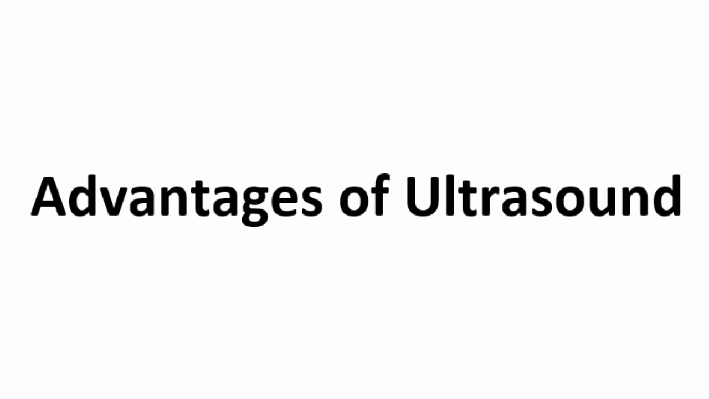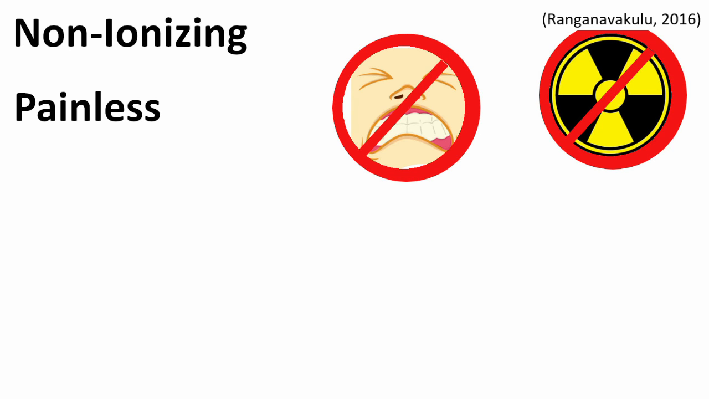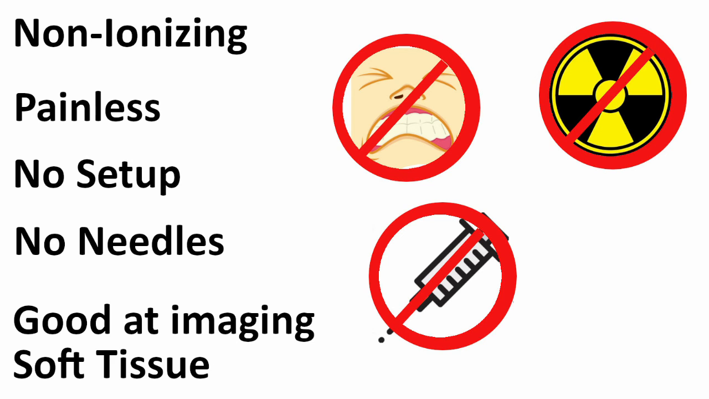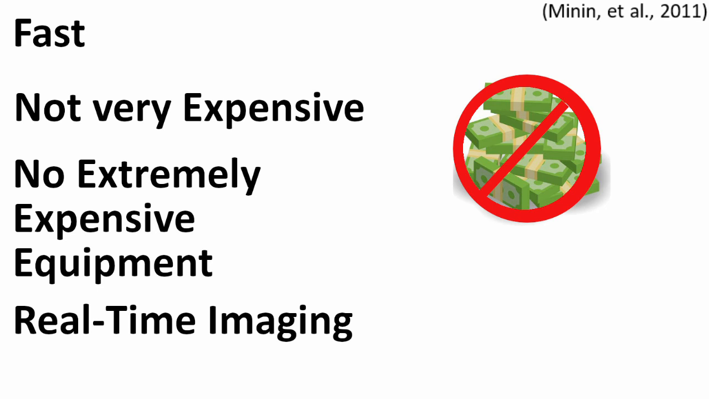The main benefit of an ultrasound versus any other type of imaging is that it is non-ionizing, painless, and doesn't require much setup or needles. It is also better at capturing images of soft tissue than any other form of imaging, and can penetrate deep into the body, although those images would have a low resolution. Additionally, the process is not very expensive, on account of it being fairly fast and not requiring extremely expensive equipment. Moreover, it offers real-time imaging, meaning that experienced practitioners can diagnose on the spot, allowing patients to get treatment faster.